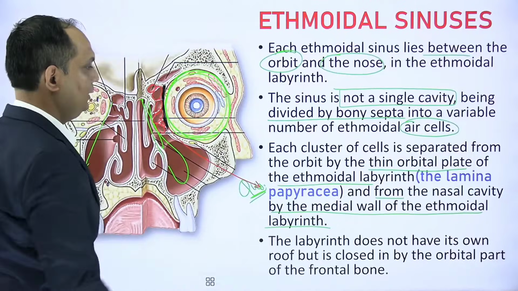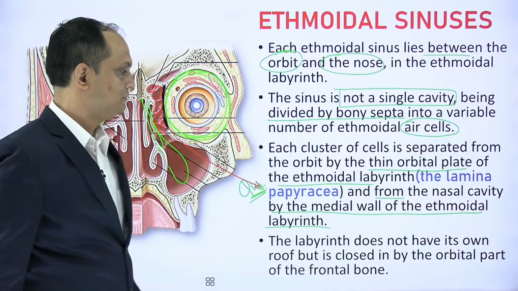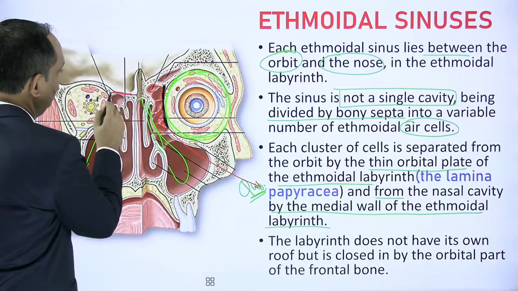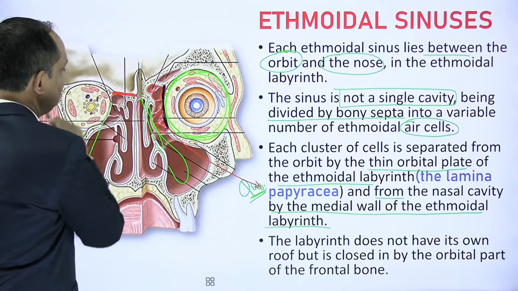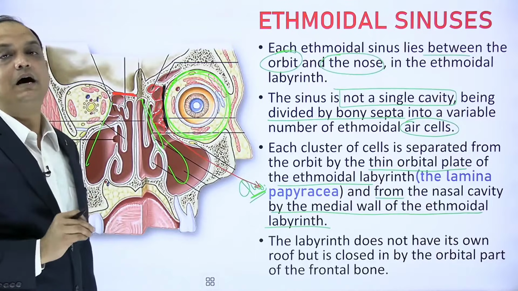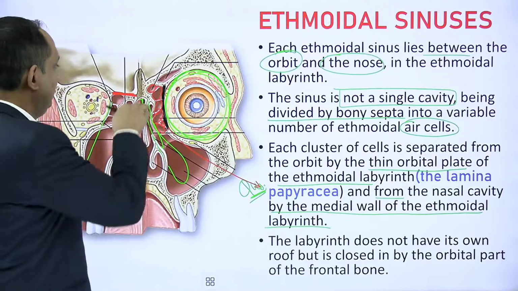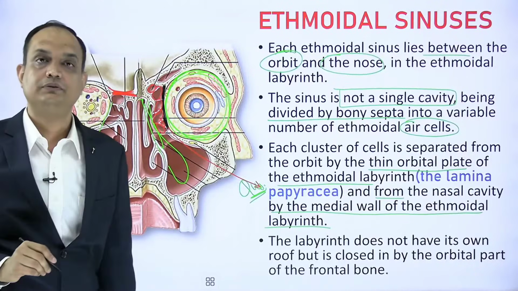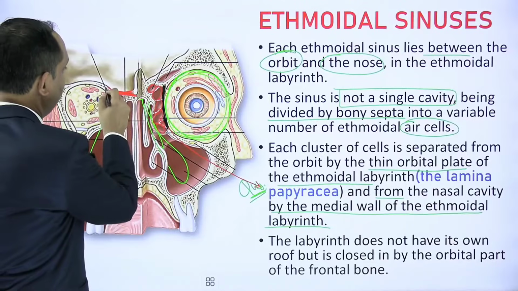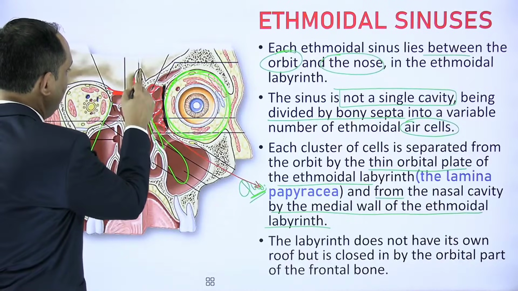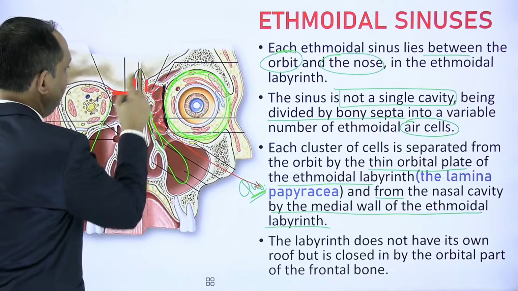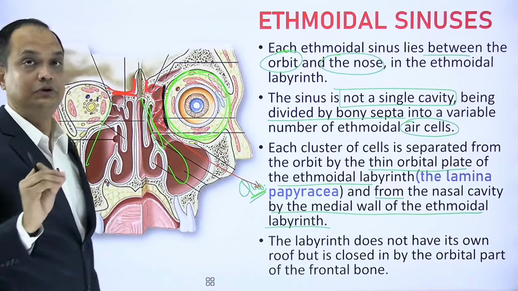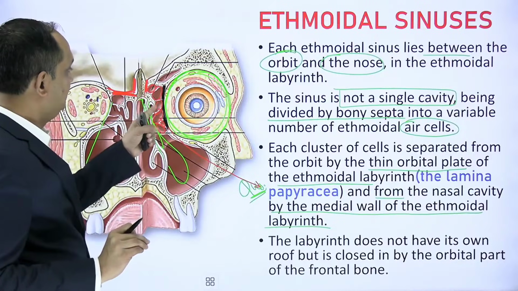The labyrinth does not have its own roof, but it is closed by the orbital plate of the frontal bone. What does it mean? This is the roof of your ethmoidal air sinus, and this roof is not part of your ethmoid. The ethmoid does not have a roof, but this roof is contributed by the orbital plate of your frontal bone, because the orbital plate of the frontal bone makes a joint here with the cribriform plate on the lateral margin. Clear?